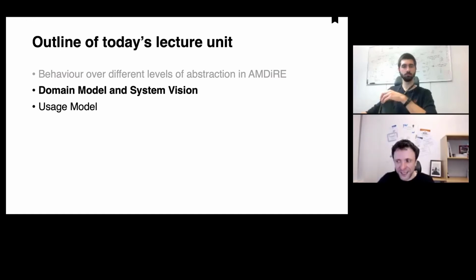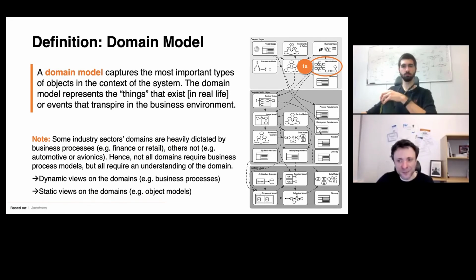So most of the things I'm telling you now in a second will come at no real surprise to you. But still, let's look into these content items and think about what to specify. And let's start again with the domain model. Now, what is the definition of a domain model? A domain model captures the most important types of objects in the context of the system. It represents the things that exist in real life, or the events that transpire in the business environment. So reflected by this definition are already the two complementary perspectives I can take on my domain. As I mentioned earlier, some of the domains are heavily dictated by business processes, by workflows, by tasks I need to achieve.